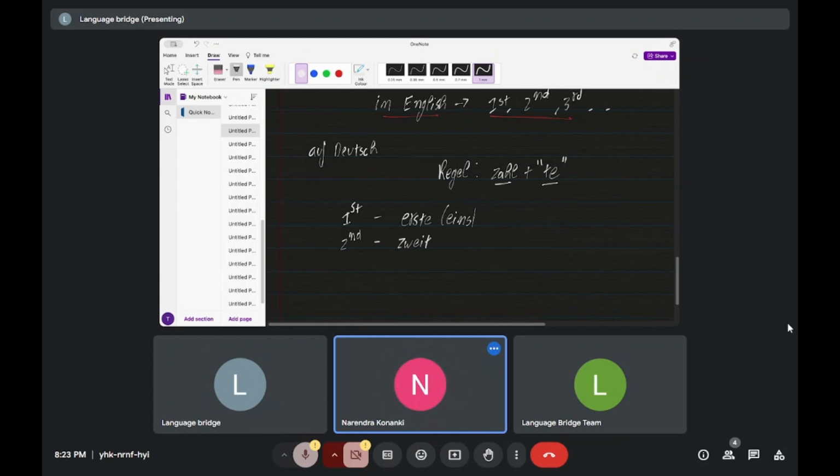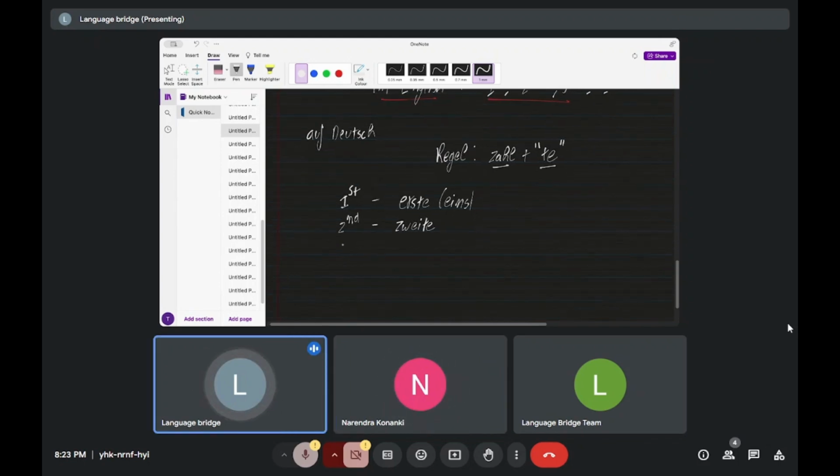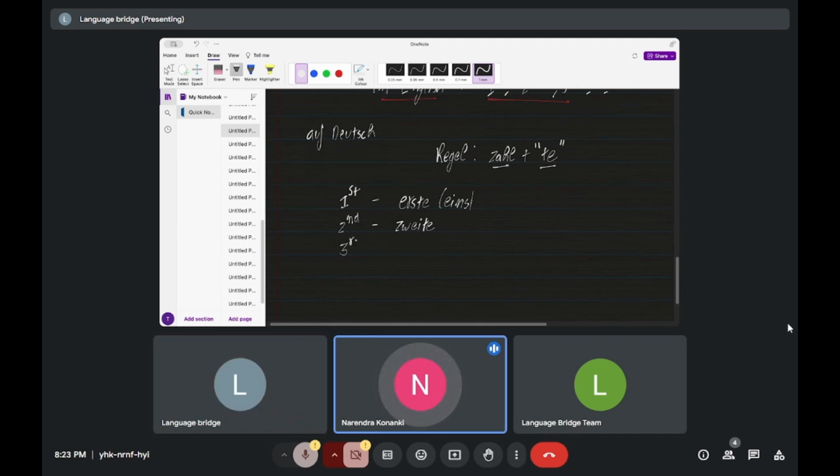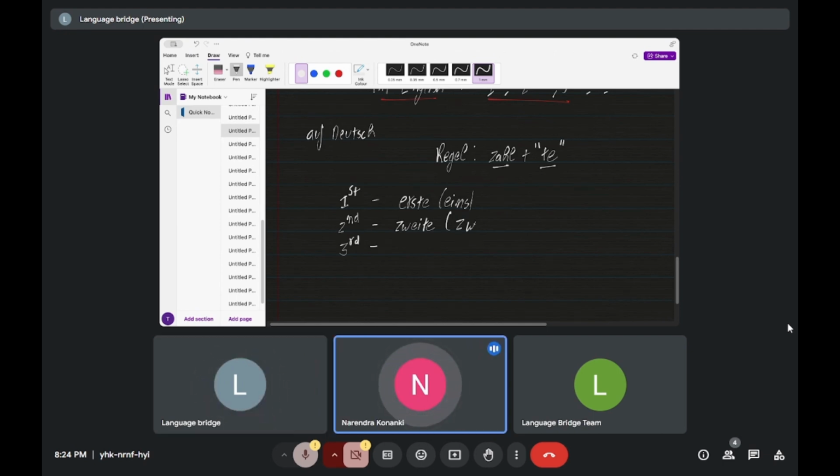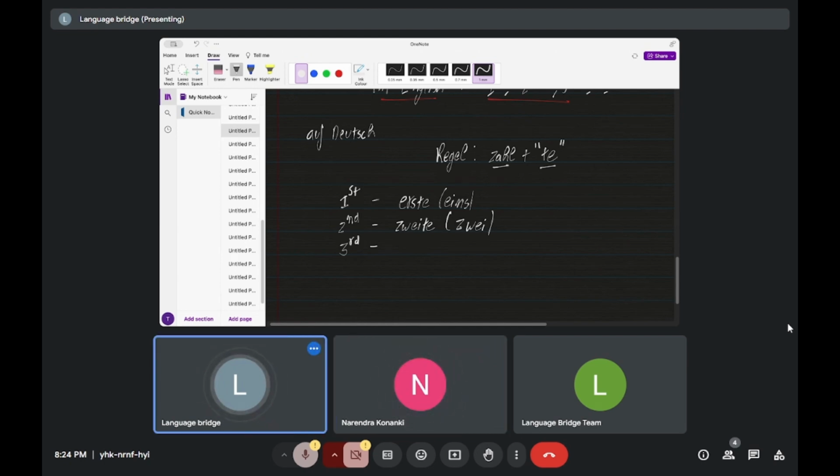And then what is third? For eins it's entirely different. For zwei, at least we add t at the end of the word. But for eins, it is an exception. You have to learn this. There are two, three exceptions, I will tell you.